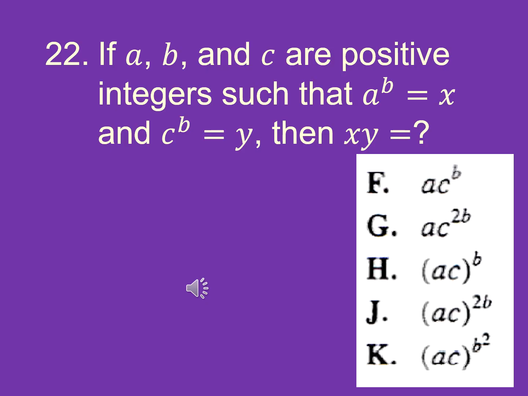22 says if a, b, and c are positive integers such that a to the b equals x and c to the b equals y, then xy equals what? And it could be a times c to the b, ac to the 2b, the quantity ac to the b, the quantity ac to the 2b, or the quantity ac to the b squared power.